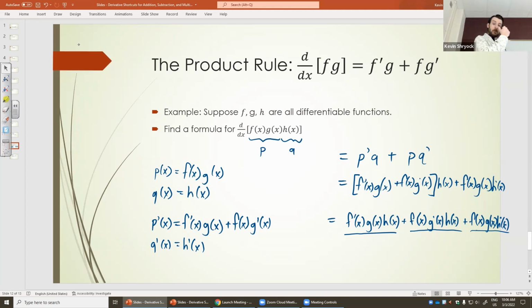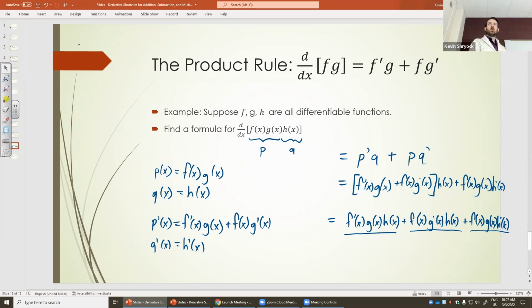Is there a situation where you have so many variables that... Nope. This actually continues on and on and on. So even if you have four functions being multiplied, you do the product rule by saying derivative of the first function, all the others left alone, derivative of the second function times all the others left alone, et cetera, until you've exhausted them.